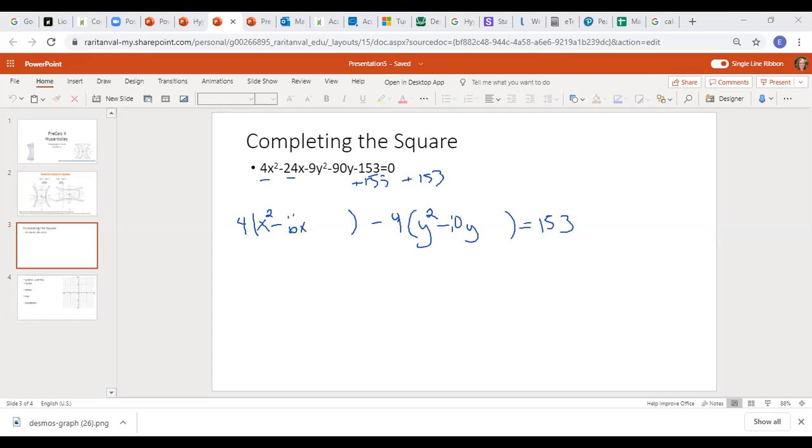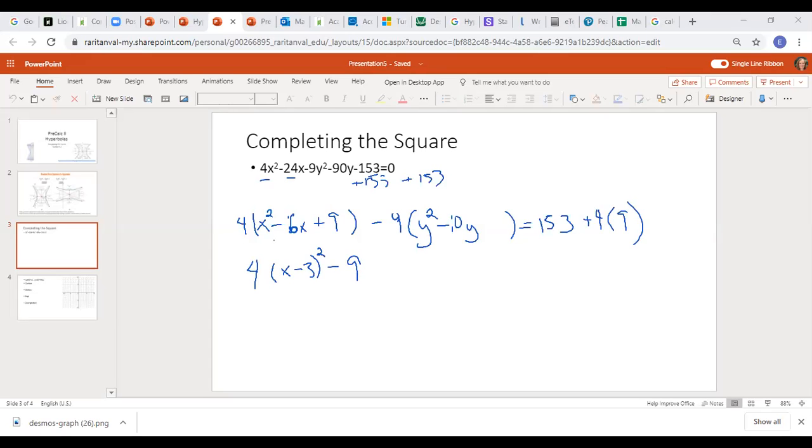To complete the square, I need to take half of this value. Half of negative 6 is negative 3, and square it, so we need to add 9. And that negative 3 becomes my perfect square of x minus 3. I added 9, but I actually added 4 times 9, so over here I have to add 4 times 9. We have a 4 out here.